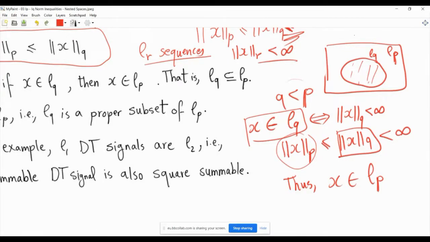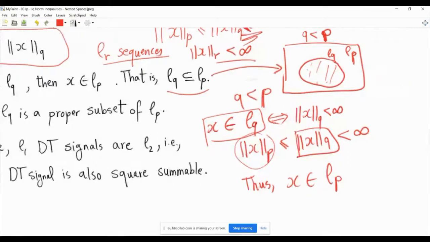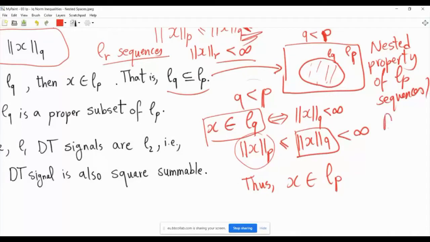And again, don't forget the relationship between P and Q. Q is strictly less than P. So this is like the Venn diagram of this inclusion here, and this is called the nested property of LP sequences, or discrete time signals.